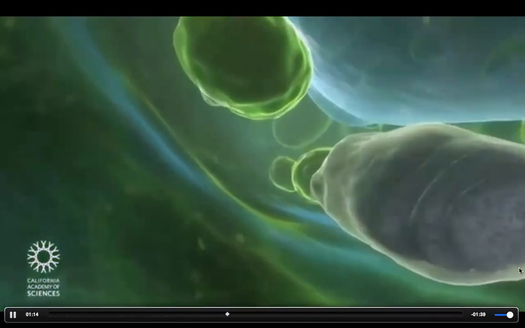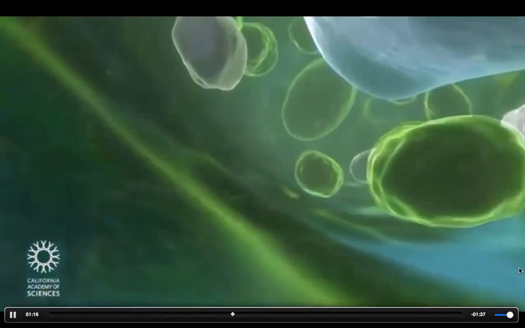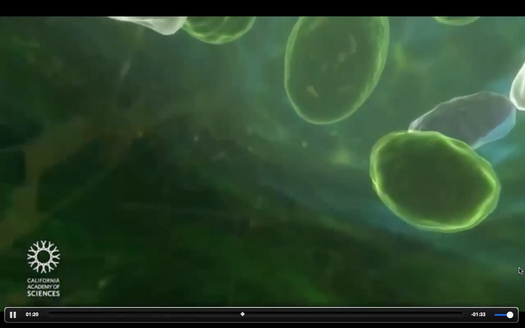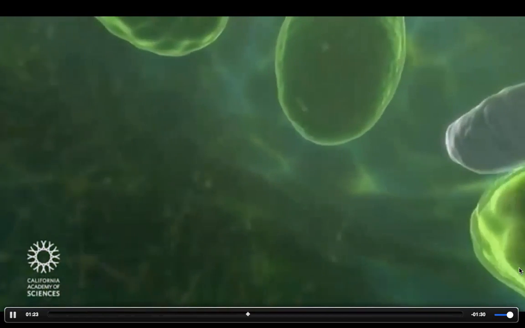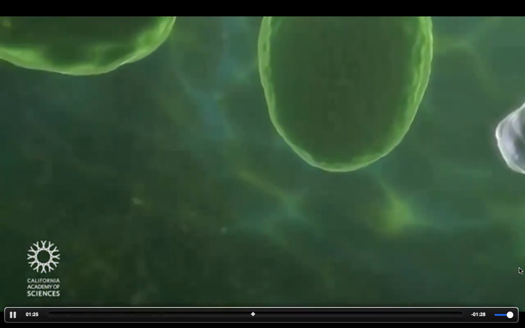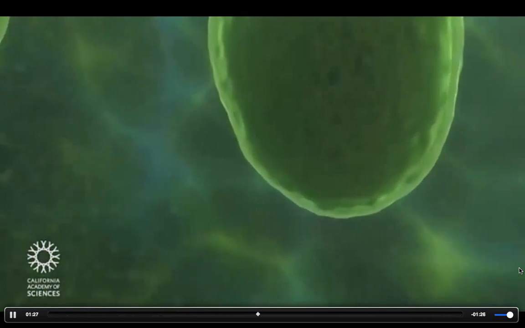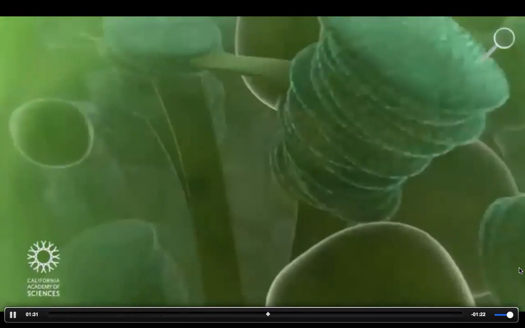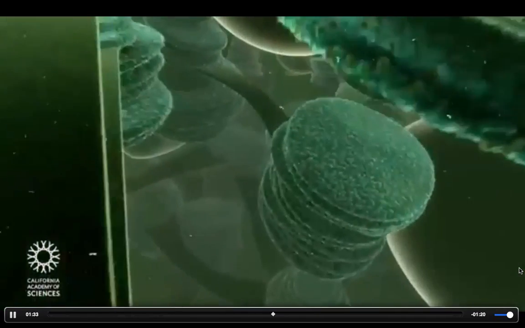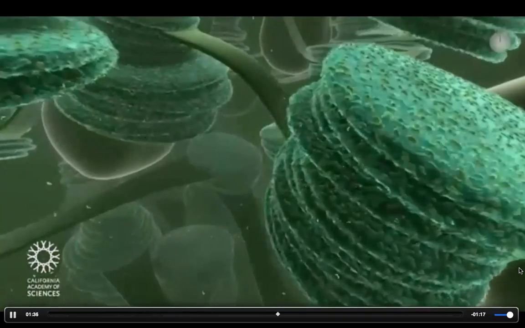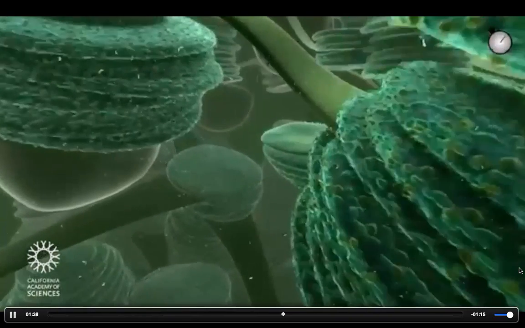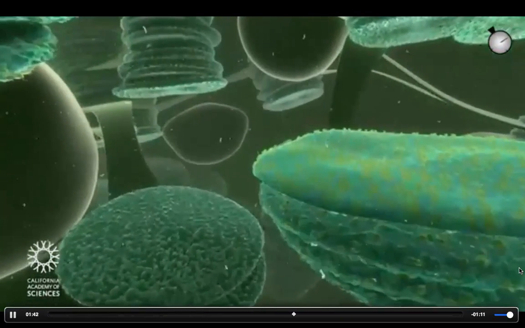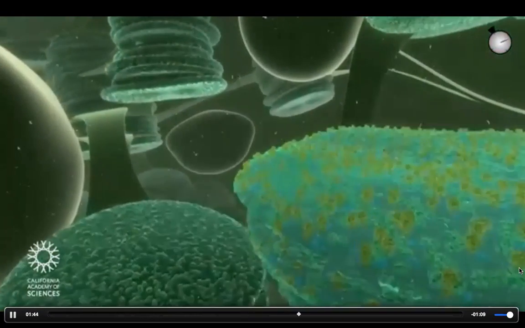Now we're inside the plant cell. Going into a chloroplast. There's the grana. And each of those flat pancakes you see is a thylakoid. And you see how all of the grana are connected. We're inside the stroma right now.